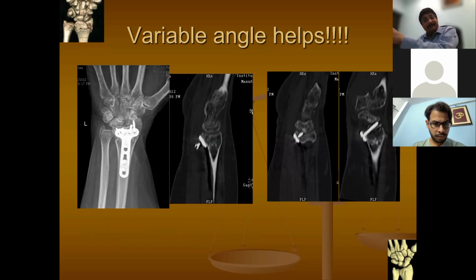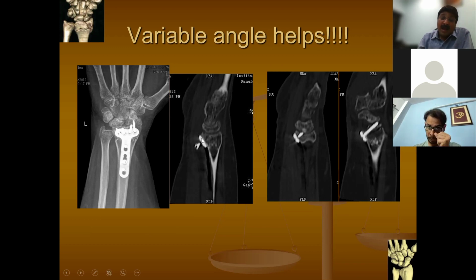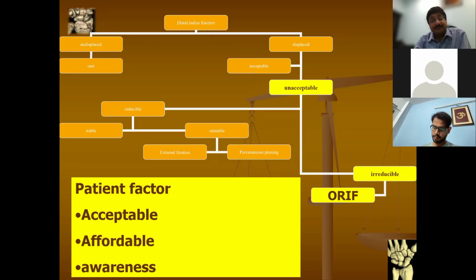As you can see, this fracture was very distal, and to buttress the distal fracture, the surgeon had to put the plate just up to the lip. Unfortunately, this plate was not a variable angle plate. So because of this, the screws went into a pre-decided trajectory, which was into the joint. So whenever we are going near the joint, variable angle always helps.